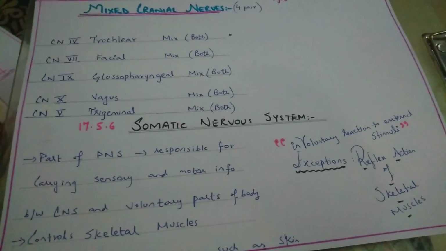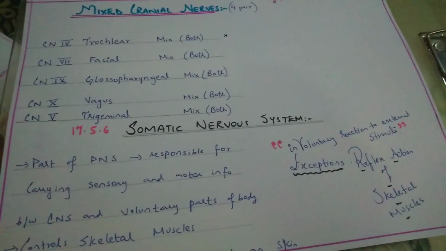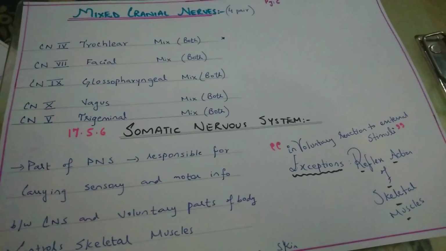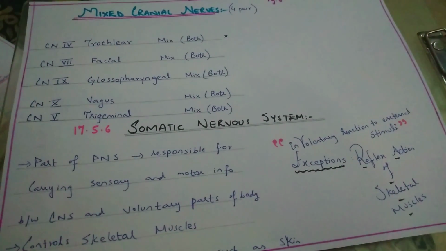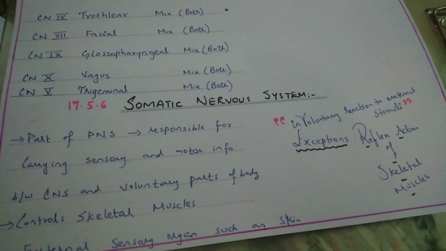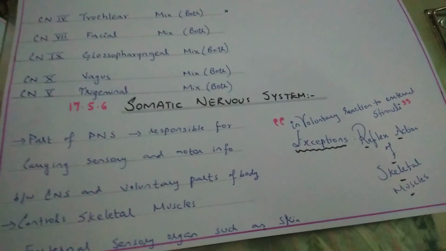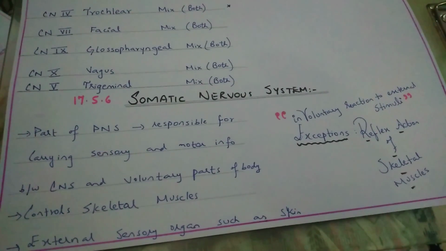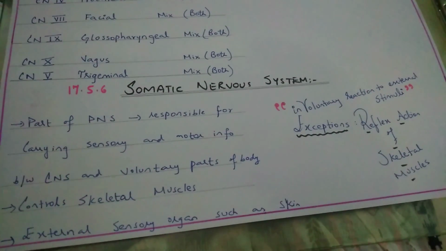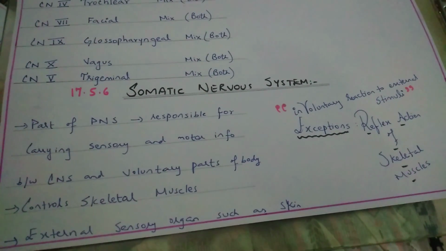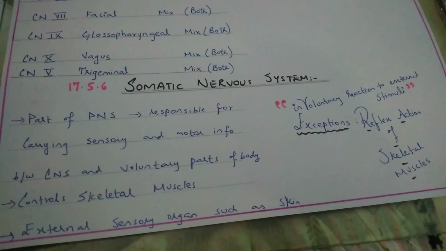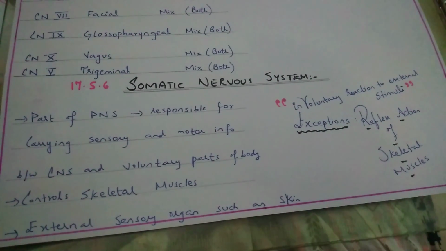Then we have the mixed cranial nerves. The mixed cranial nerves are those nerves that are sensory as well as motor in nature. Here I have added trochlear, but it is not mentioned in that region. It should be mentioned in the motor cranial nerves. We have facial, glossopharyngeal, vagus and trigeminal. These are the nerves that are mixed in origin, that is both sensory and motor.